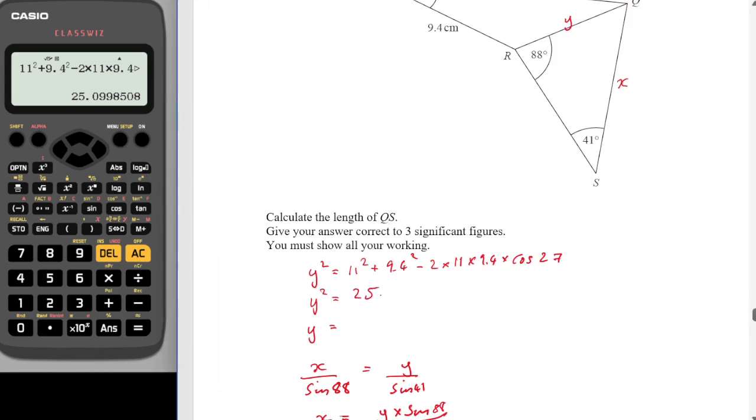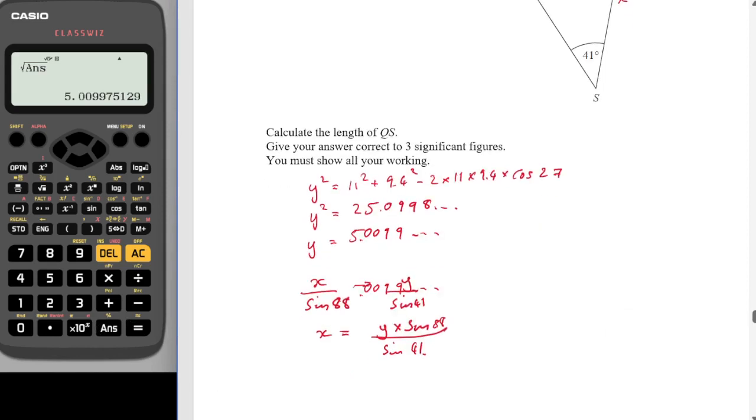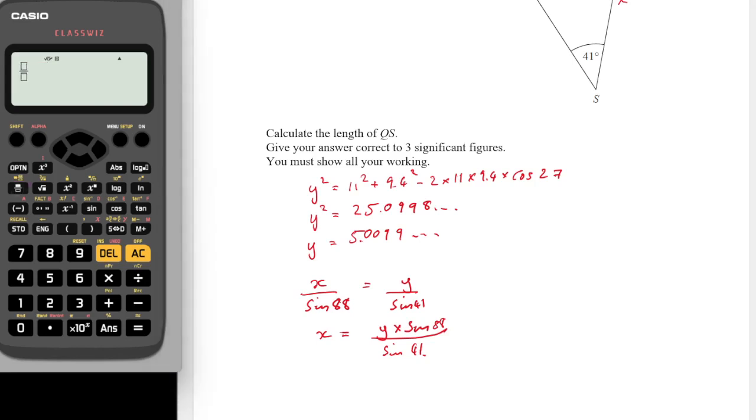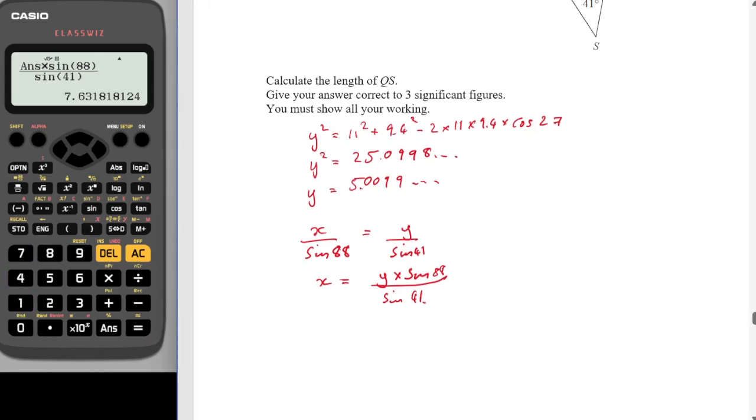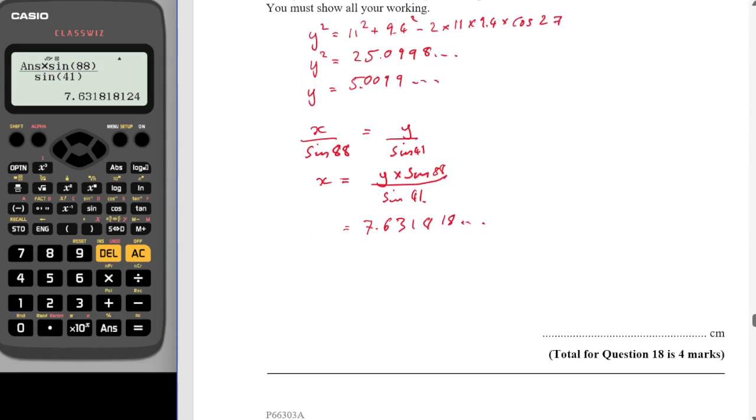So 25.0998... so the square root of that then is 5.0099... and I'm not going to round. I'm just going to use that value. So I want a fraction. I want answer times by sine of 88, and I want to divide that by sine of 41. So we should have 7.63. 7.631818... so to three significant figures, that's going to be 7.63.